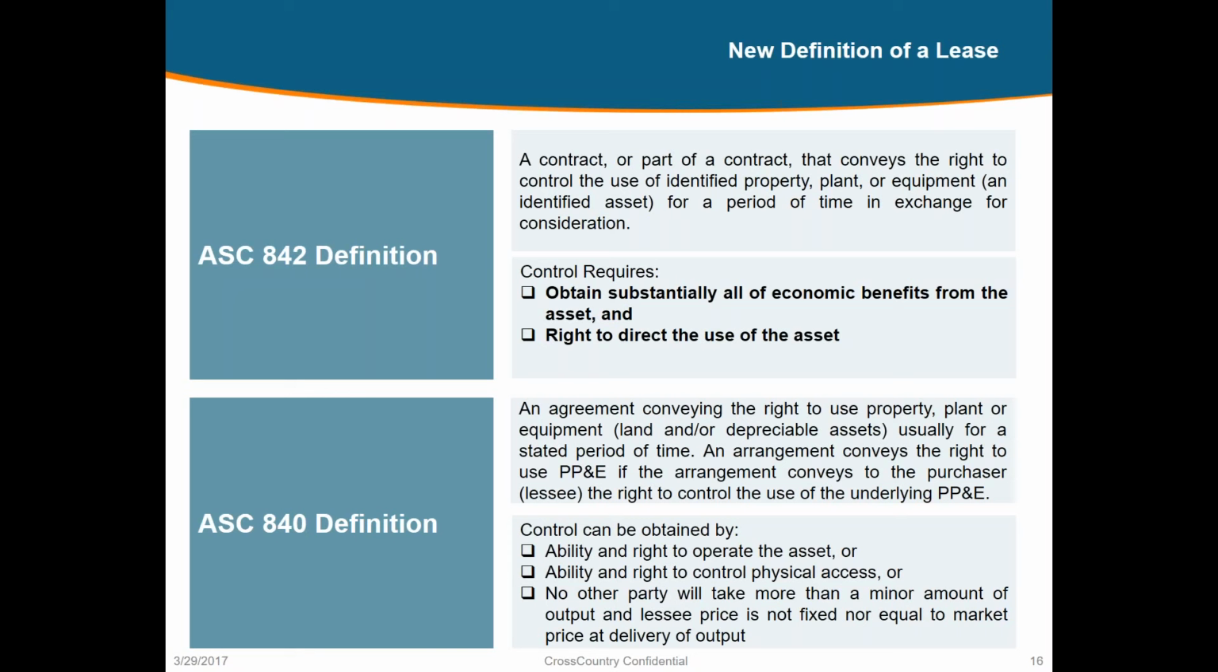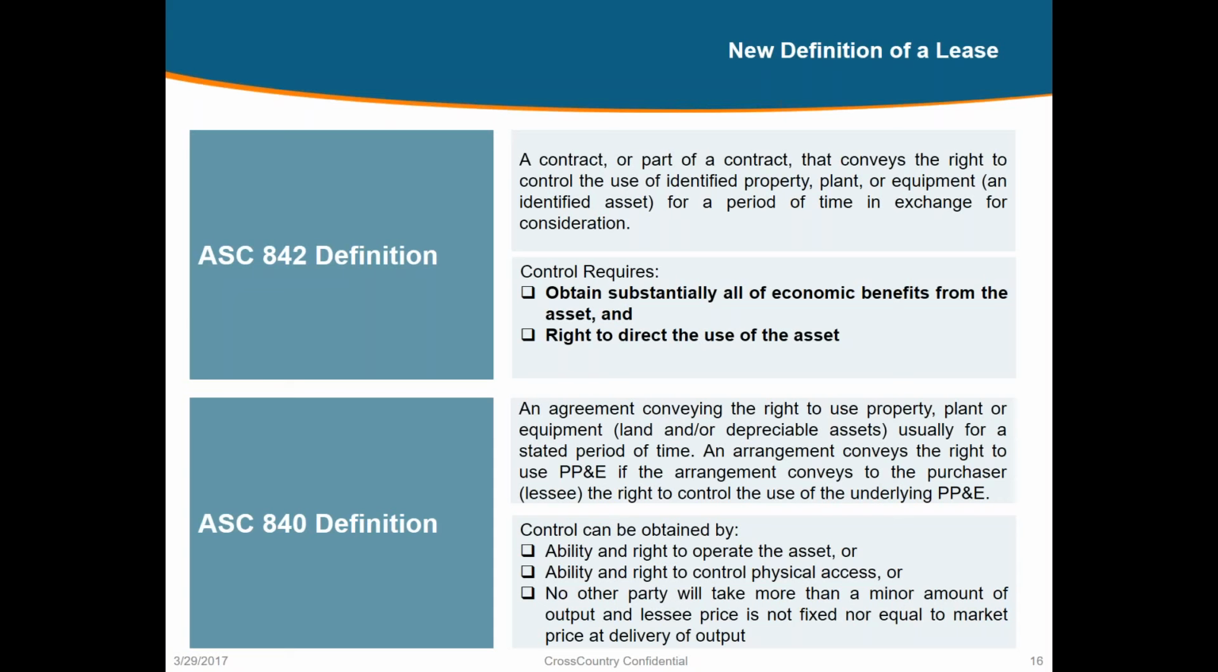However, control is defined differently under the two topics. Topic 840 provided specific examples of control, some of which focus on the right to operate or control access to the asset, and others that focus on the amount of output taken by the lessee. For instance, under Topic 840, a lease existed where the lessee has the ability or right to operate the asset in a manner it determines while obtaining or controlling more than a minor amount of its output or utility.